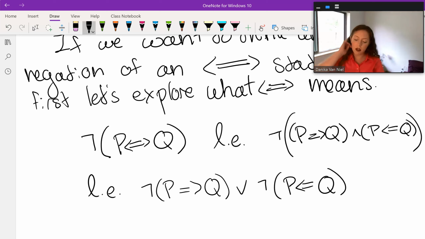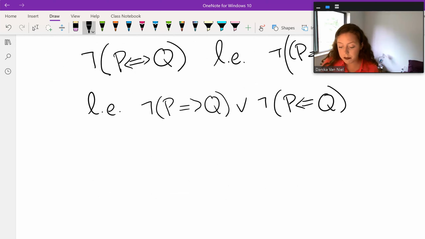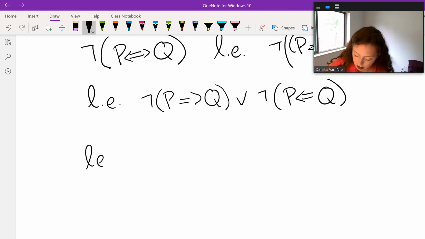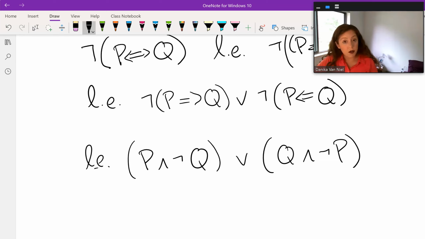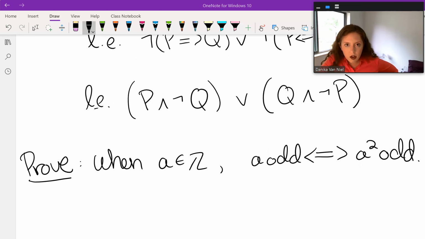All right. Fabulous. So now we just learned today what the negation of an implication is. So we have P and not Q, or Q and not P. Ooh, okay, so this is the negation of if and only if. P if and only if Q. Fascinating. Okay, Danica, that's all fine and dandy. Now we know a little bit more about if and only if. How would we prove an if and only if?